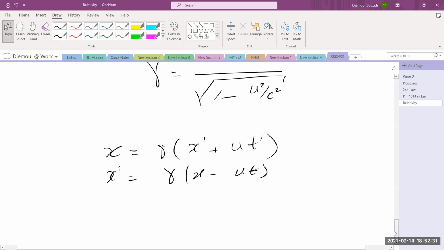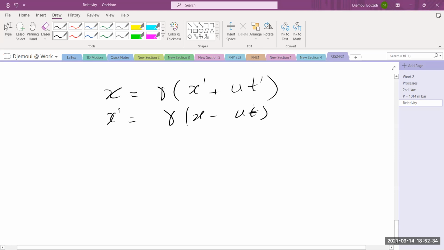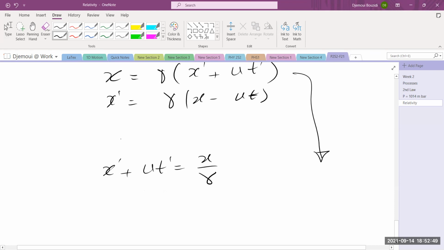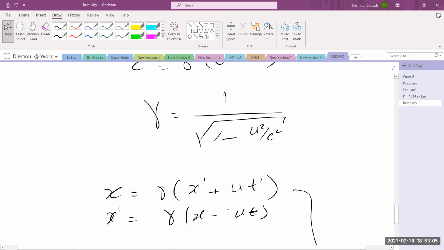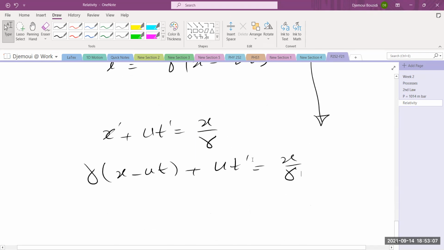So what I'm going to do is take equation 2 and move it over to this form and write x prime plus ut prime is equal to x over gamma. All I did was divide this entire expression by gamma and rearrange it. I know what x prime is. It's this factor. So it's going to be gamma times (x minus ut) plus ut prime is equal to x over gamma. It's a matter of algebra now. We're trying to find t prime in terms of t and x, because we already have x prime in terms of x and t. So we want just now the opposite.